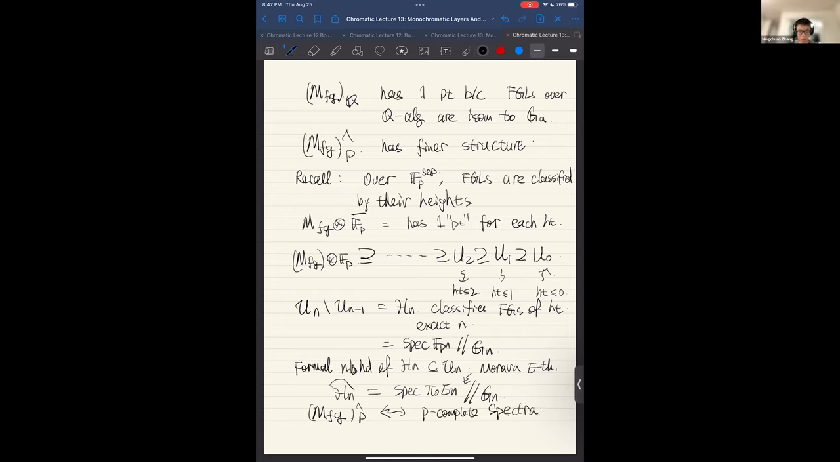And so you may wonder, what about those finer structures, those Un? How should we think about that? What does this Un correspond to? If you think about those open substacks, Un, what does it correspond to? And also this Hn, what does it correspond to in the category of spectra? So we'll talk about that now.